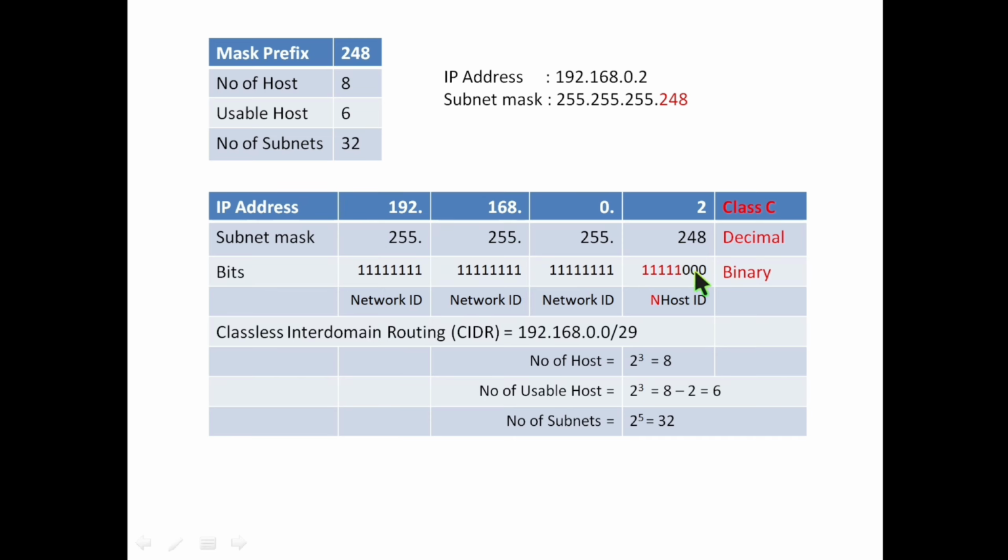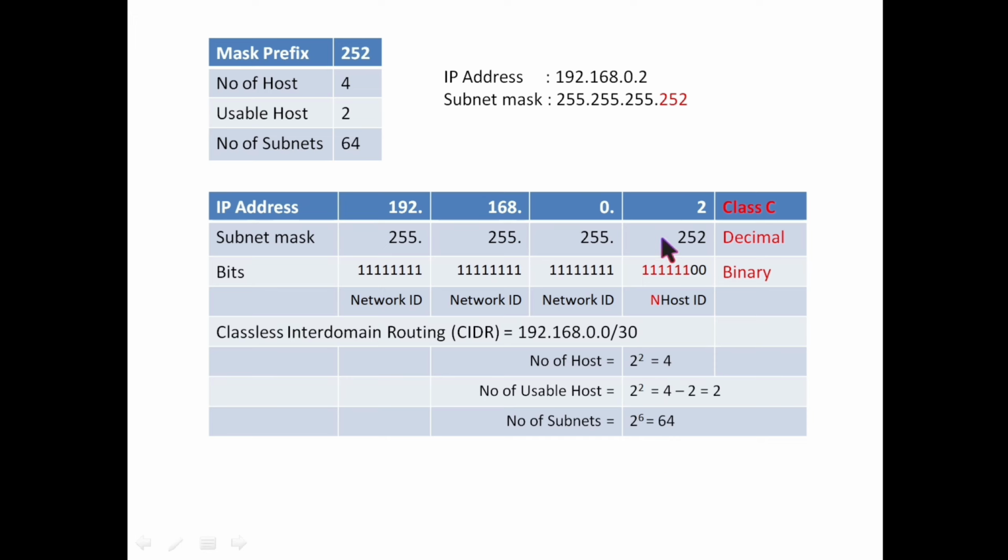Number of hosts means 2 to the power of the number of zeros, that is 2 to the power 3 equal to 8. Number of usable hosts means 2 to the power 3, that is the number of zeros in the host ID, equal to 8 minus 2, meaning network ID and broadcast ID, equal to 6. Number of subnets, that is, we convert the network into 32 subnets.